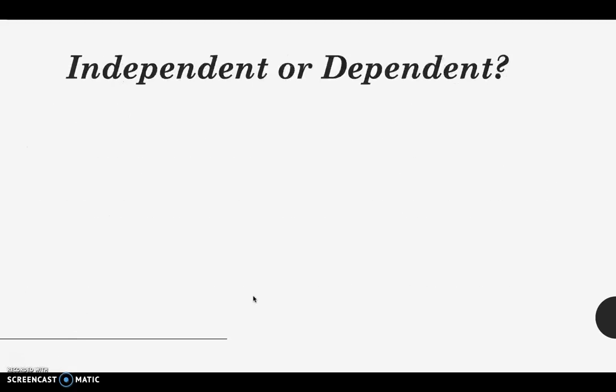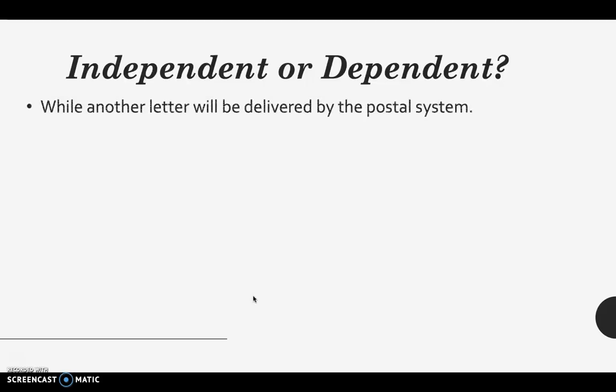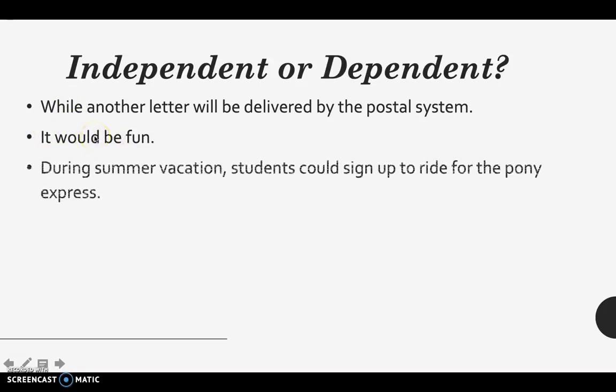So let's just take a look at whether or not you can identify an independent or a dependent clause. While another letter will be delivered by the postal system. Hopefully, you can see that this is a dependent clause because we've got this word while here. If we were to remove it, another letter will be delivered by the postal system. That's an independent clause. So this one is dependent. It would be fun. Independent. We've got our subject, and our two verbs would be.